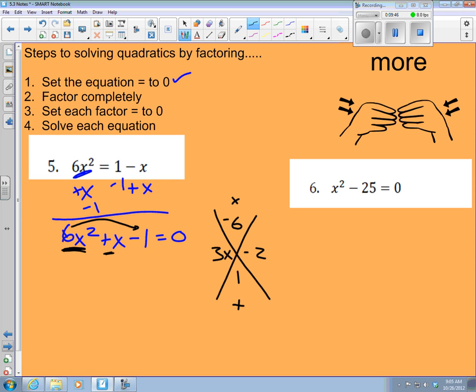So this is actually a 3x and a negative 2x. I can't go to my 2 sets of parentheses right away. First of all, I have my 6x squared. That stays the same. Now this 1x is 3x and negative 2x. So I'll say plus 3x minus 2x minus 1 equals 0.